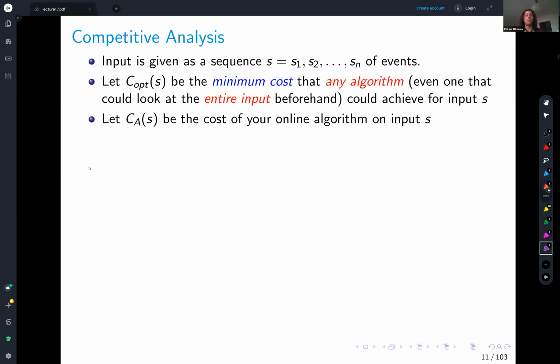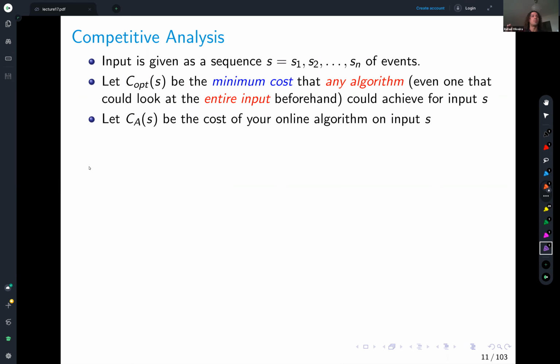And now, if you have an algorithm A, where A is our algorithm, we're going to say that C_A(S) is the cost of your online algorithm on input S. Does that make sense? So in our rain example, it's like the number of times that you didn't take an umbrella when it was raining.